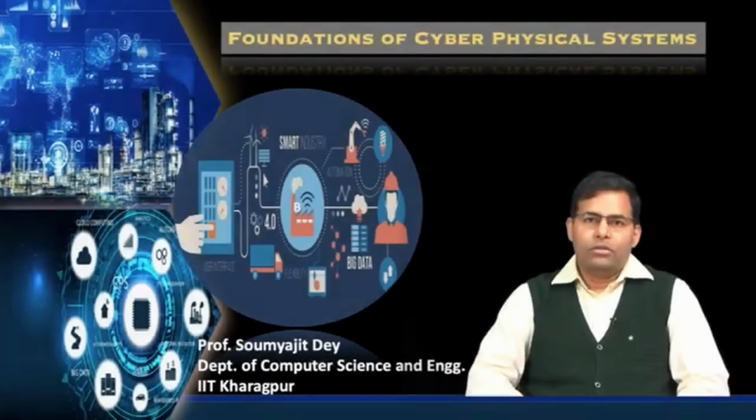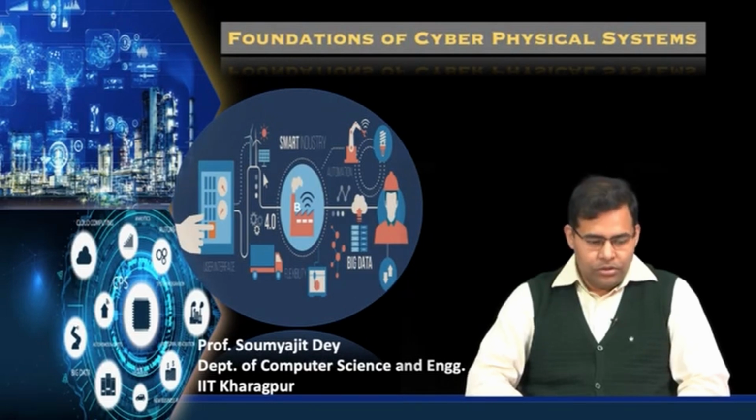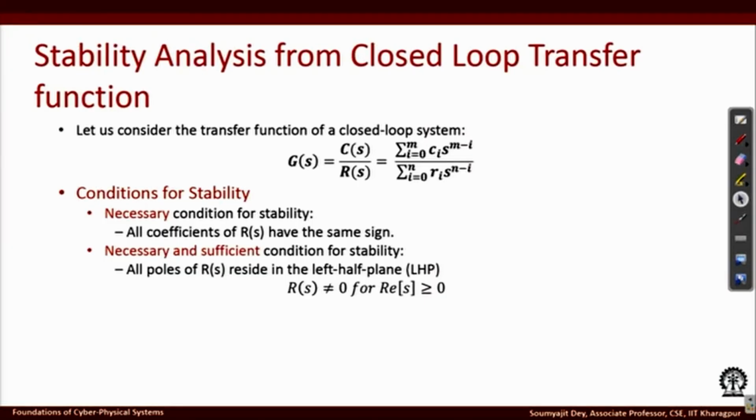Welcome back to this lecture series on foundations of cyber physical systems. So, if you remember, in the previous lecture we had been talking about how to analyze stability of closed loop transfer functions. So, we will just continue from there. Let us say you have a transfer function of this form, a general form G(s), where you have the output by input. This is given by polynomials representing the numerator and the denominator like this.